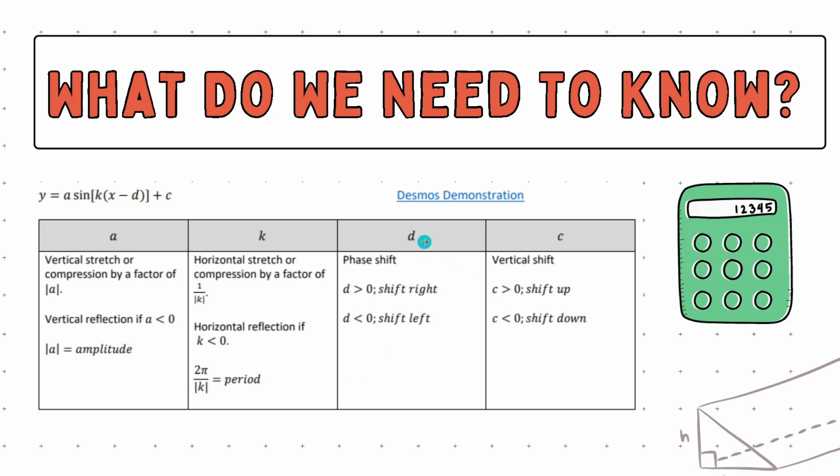Next, we have D, which is in charge of the phase shift, basically meaning it's in charge of whether the graph shifts left or right. Next, we have C, which is in charge of the vertical shift. Similarly to D, this is in charge of the movement, however this time it's vertically on the y-axis.